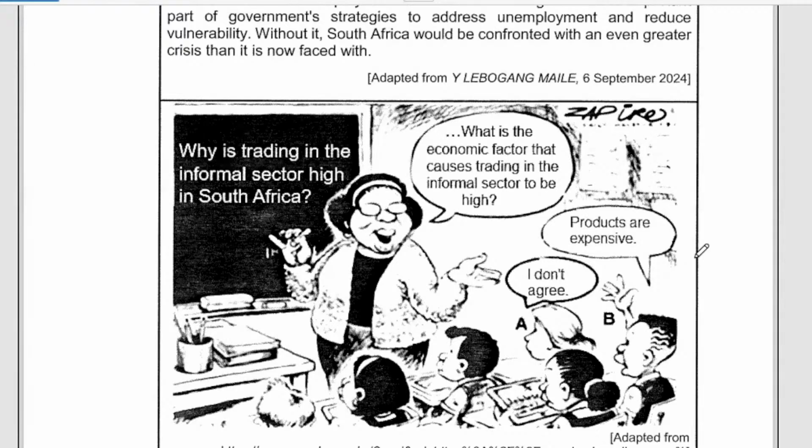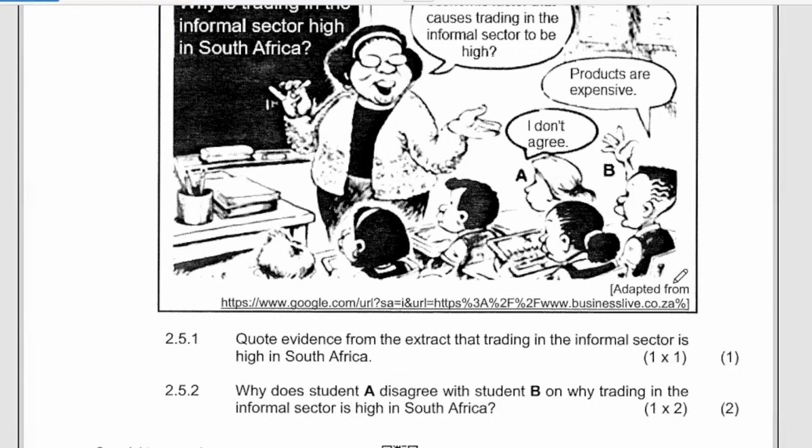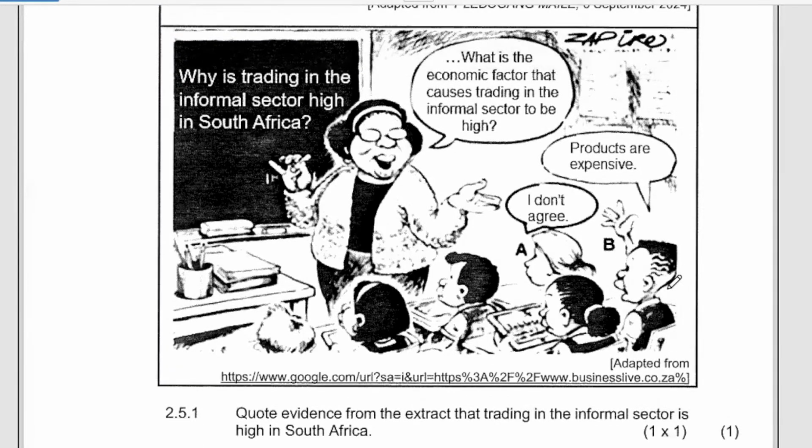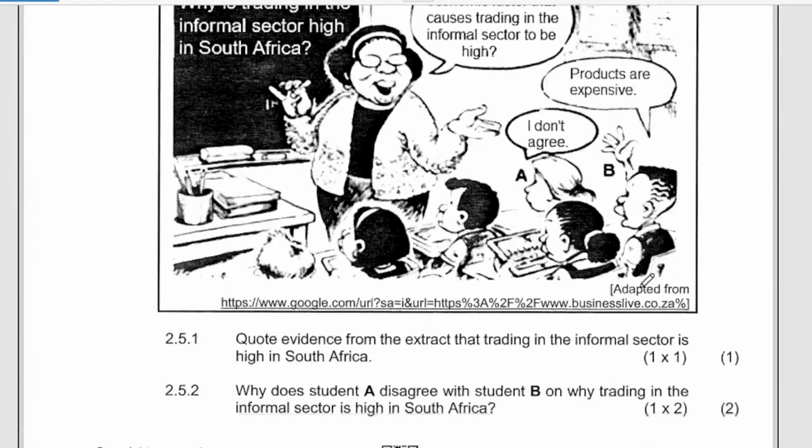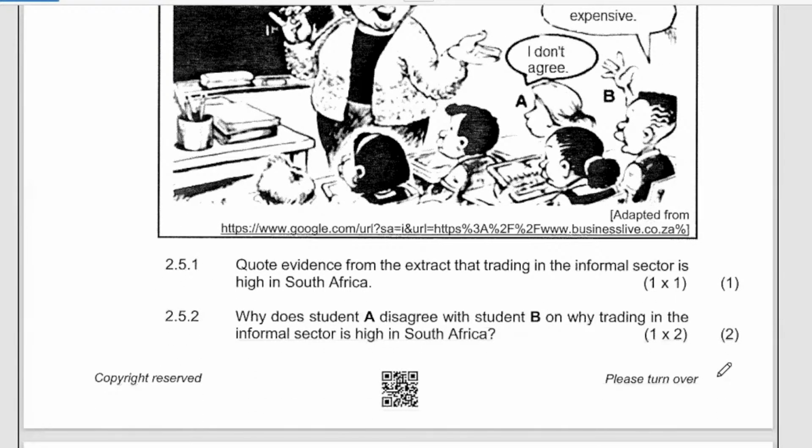So basically here, from the translation of what these learners are saying, one is arguing that products are expensive. And products are expensive here, we are relating to the formal market. That is why the informal sector is thriving. It's because products on the formal market are expensive. So why are they not agreeing? I don't agree. Why doesn't she agree? We can argue that she doesn't agree.